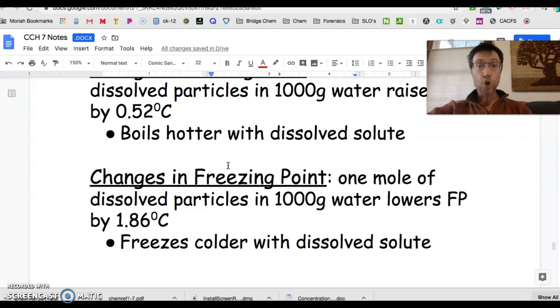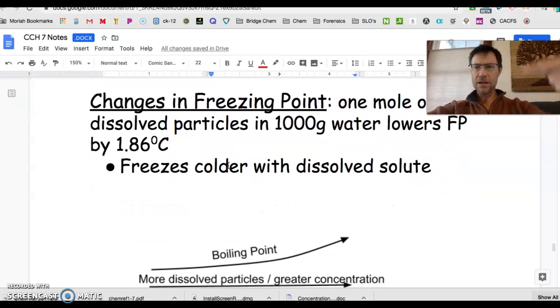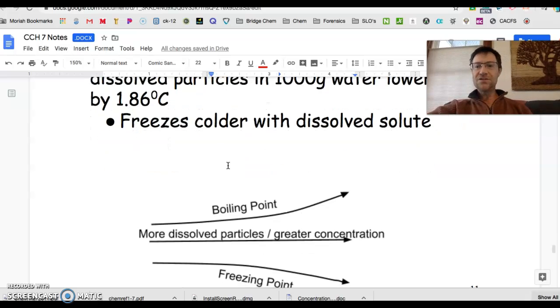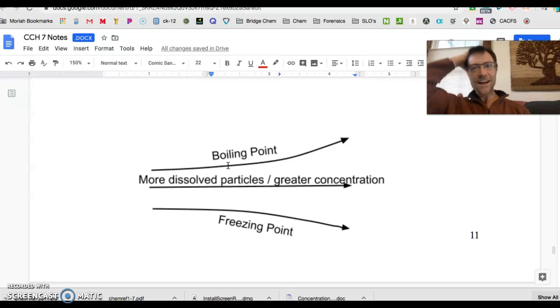So like I said, freezes colder. Boiling point, hot gets hotter. Freezing point, cold gets colder. And look, I've got a thing. I'm getting the pointing thing down. Boop boop. All right, see, I just drew this on Google Docs. I'm fancy and becoming technologically savvy.